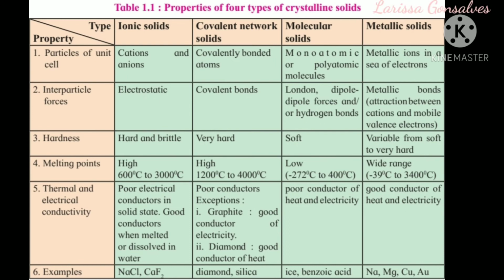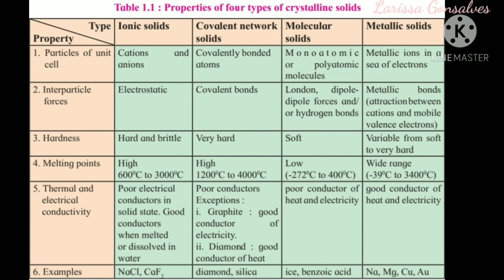The next property is regarding the thermal and electrical activity. So ionic solids, they are poor conductors in solid state, but when we melt them or form an aqueous solution, then they are good conductors. Covalent network solids, they are poor conductors. Molecular solids are also poor conductors of heat and electricity. Metallic solids are good conductors of heat and electricity.